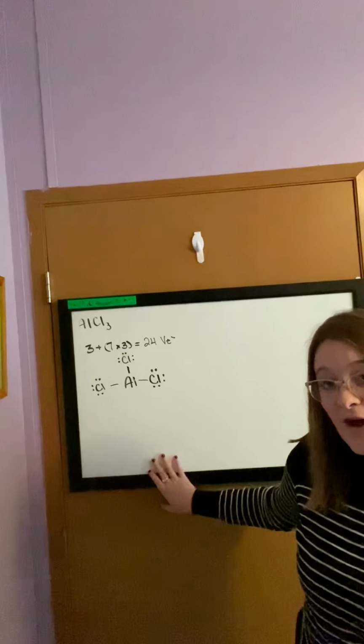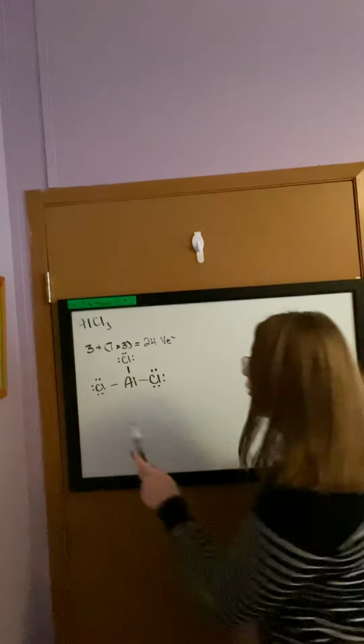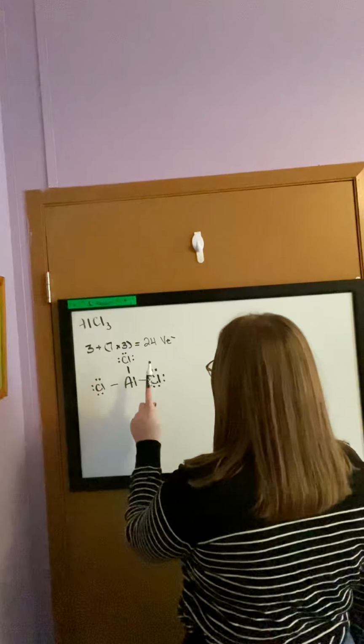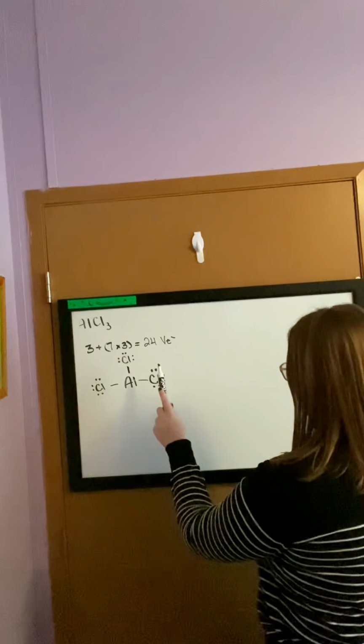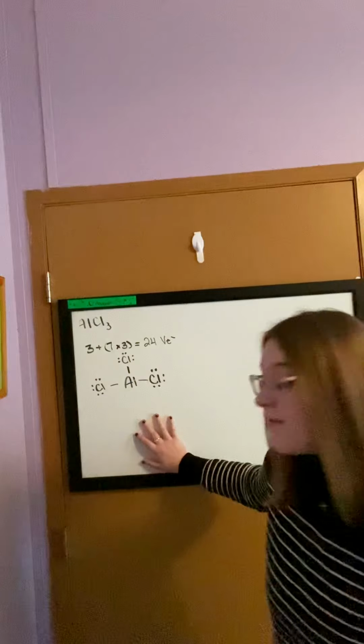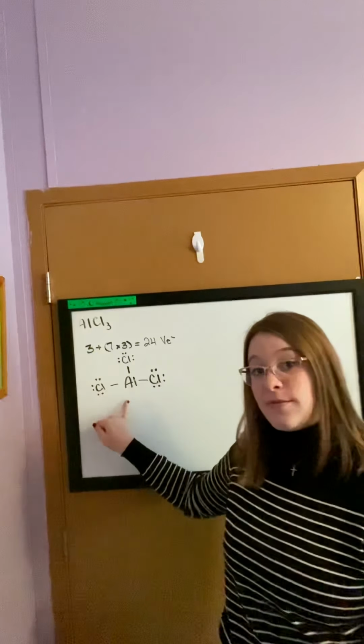Now I'm going to count how many valence electrons to make sure it is satisfied. So 2, 4, 6, 8, 10, 12, 14, 16, 18, 20, 22, 24. So I am currently all set. There are no issues here. Aluminum can only form 3 bonds.